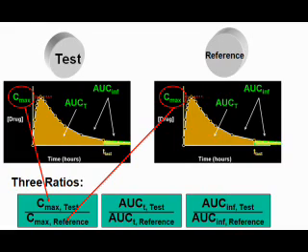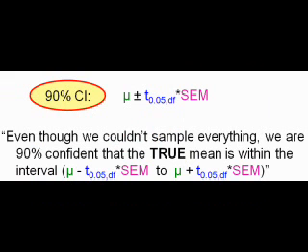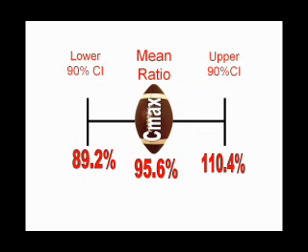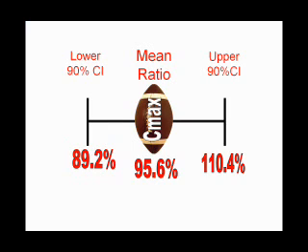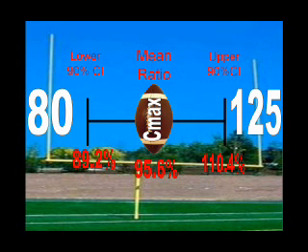The standard errors of the test reference ratios of AUC and Cmax are multiplied by t-values to calculate the 90% confidence intervals. That just gives you a range of where the true mean might lie. It should be within 80 to 125. Within 80 to 125, yeah.